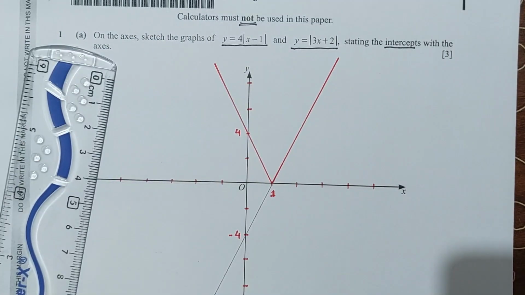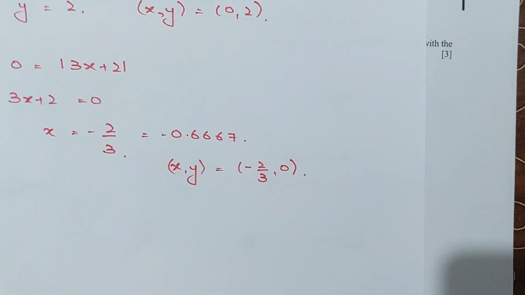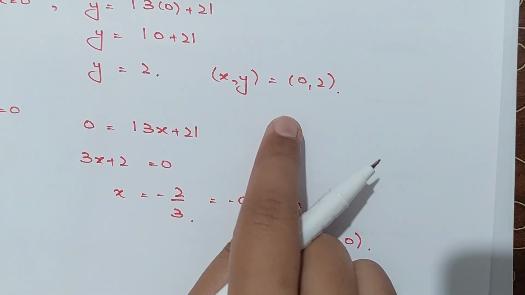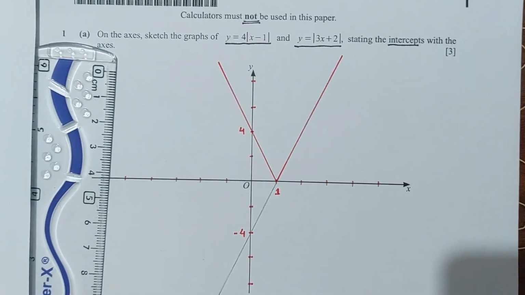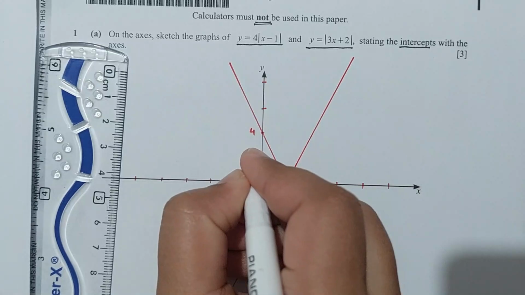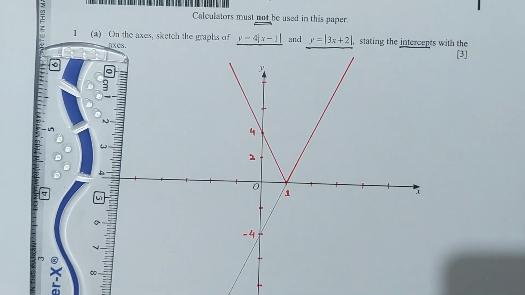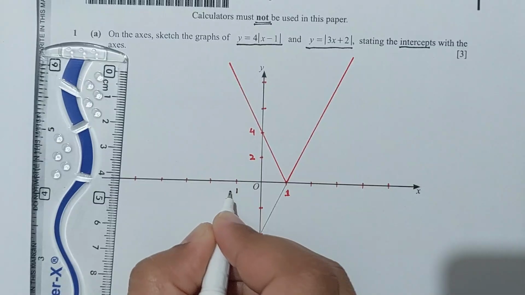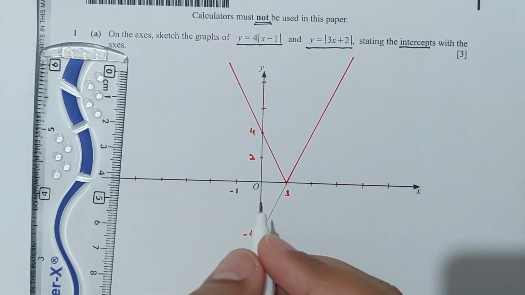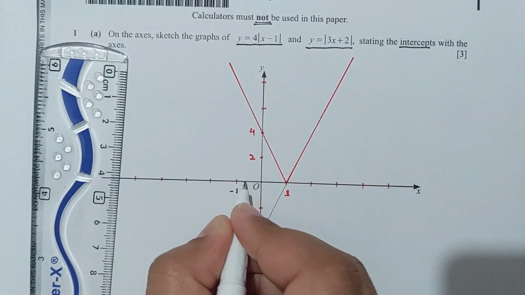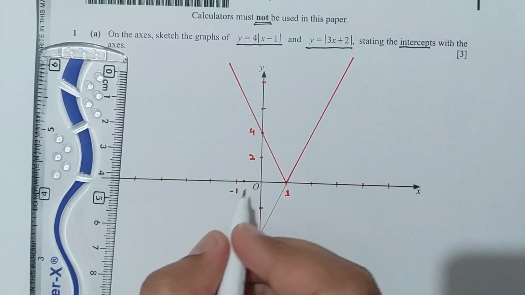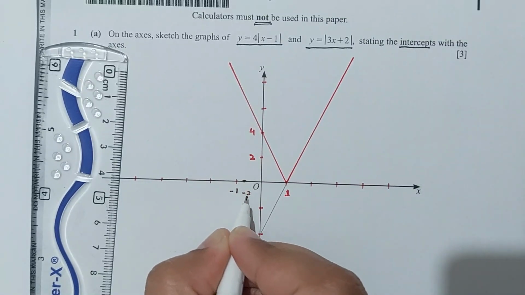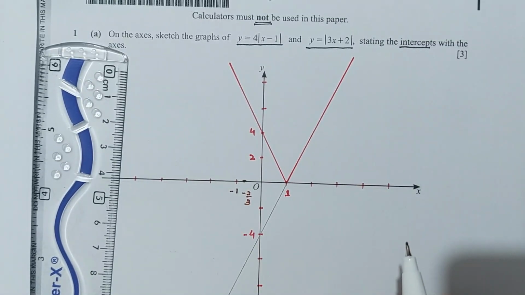Now for the sketch of the second function, the x-intercept is minus 2 by 3 and the y-intercept is 2. The y-intercept is 2 over here and the x-intercept is minus 2 by 3. This is equal to 1, negative 1, and negative 2 by 3 is about negative 0.6, in the middle, closer to 1. This would be negative 2 by 3.